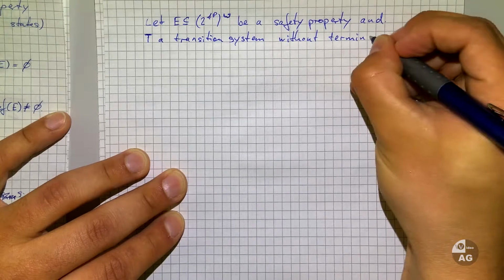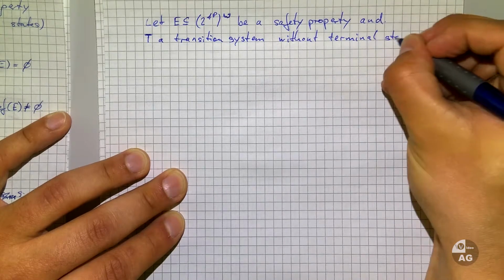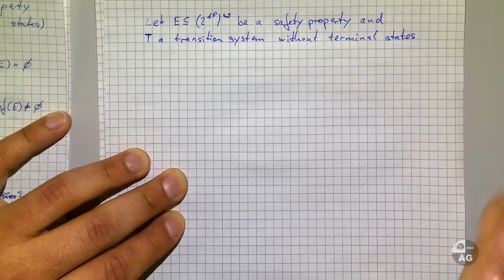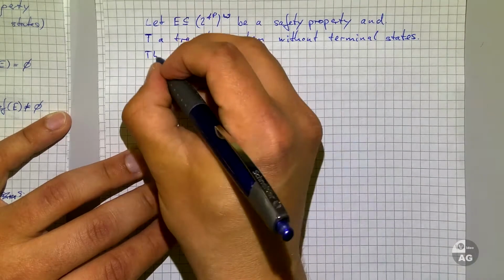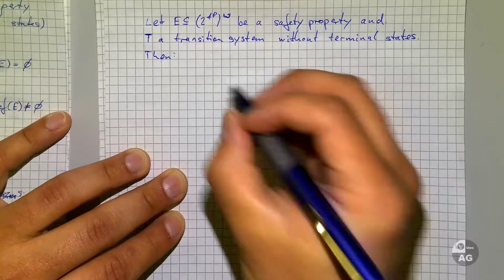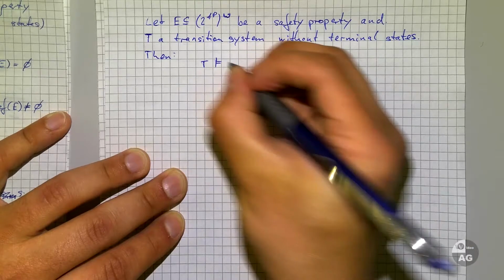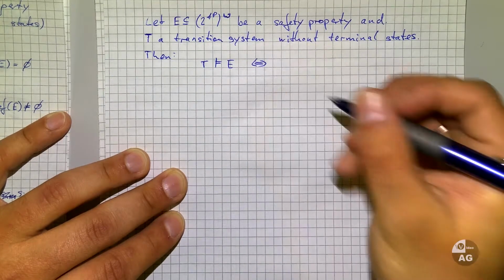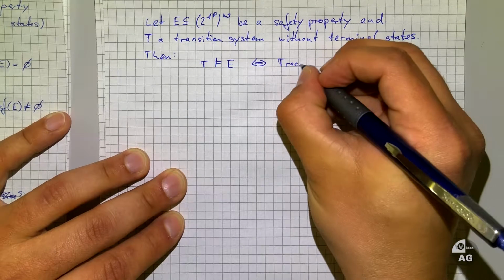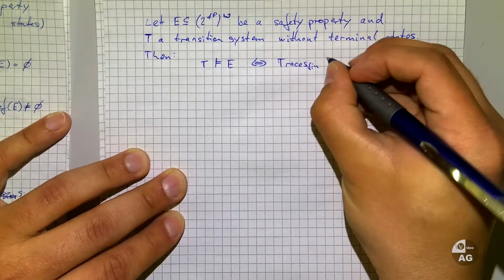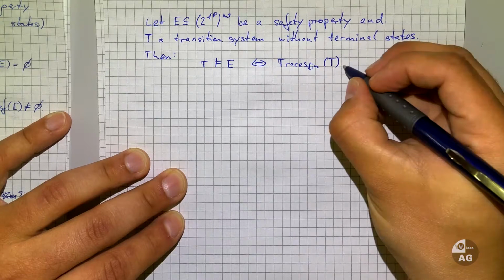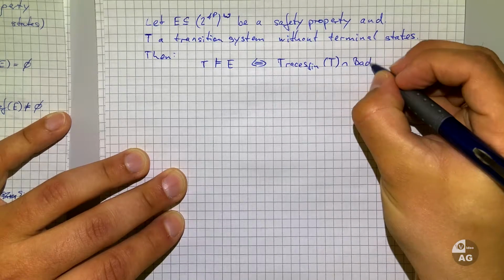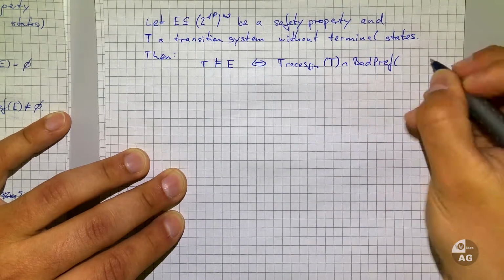Then we have the following statement. T, the transition system, satisfies the safety property if and only if the finite traces of the transition system intersected with the bad prefixes of the property is empty. Okay, so let's prove this.